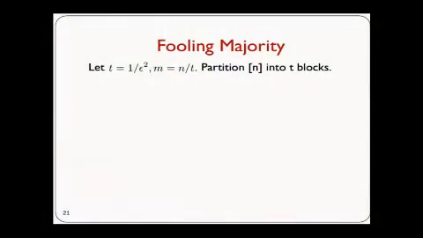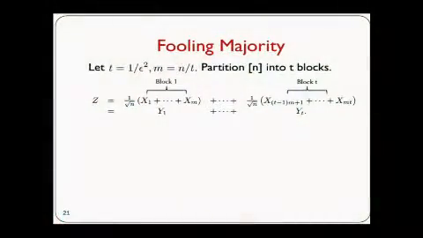To this end, let t be a parameter, say it's 1 over epsilon squared, m is n over t, and we'll partition the n input variables x1 through xn into t blocks as follows. The first m variables, x1 through xm, we'll put in block 1. The next m variables will be in block 2, and so on up to block t. And let random variable y1 be the summation of the xi's in block 1, y2 be the sum of the variables in block 2, and so forth.